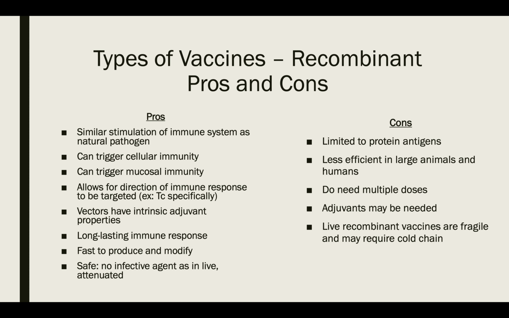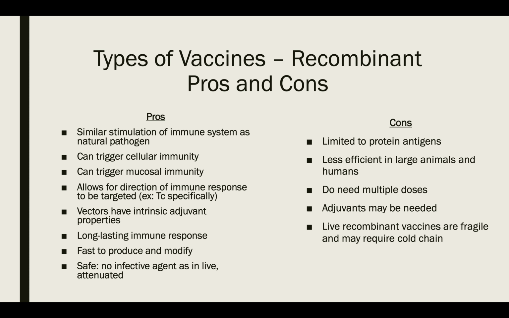Cons: they're limited to protein antigens. Typically proteins are going to be the most immunogenic anyway, but if you have a bacteria that you need an immune response to a specific polysaccharide, you can't use this method. These are unfortunately less efficient in large animals and humans. Recombinant vaccines work really well in mice in the laboratory, but they don't work as well when they get to us, unfortunately.